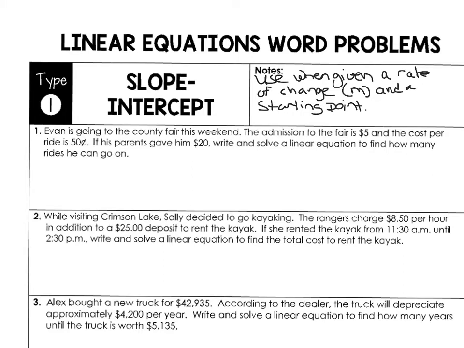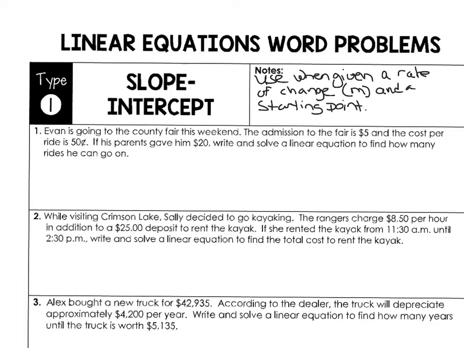All right, so this first problem, and y'all should have copies of these guided notes, so be sure and write down as we go along, all right? Let's see. Evan's going to the county fair this weekend. The admission to the fair is $5, and the cost per ride is 50 cents. So he has to pay $5 just to get in the gate. Doesn't matter if he rides 10 rides or no rides. He's got to pay that $5.